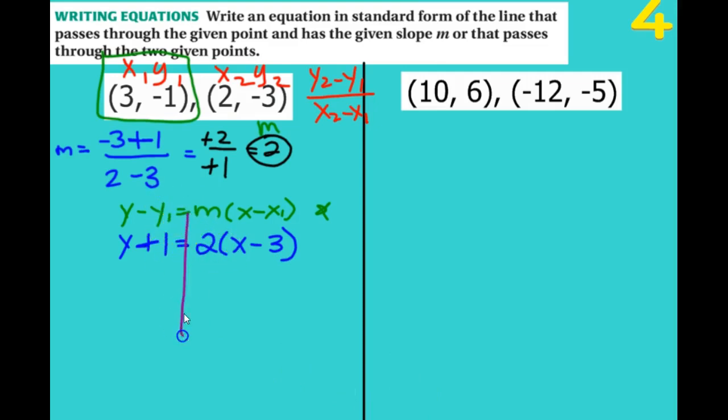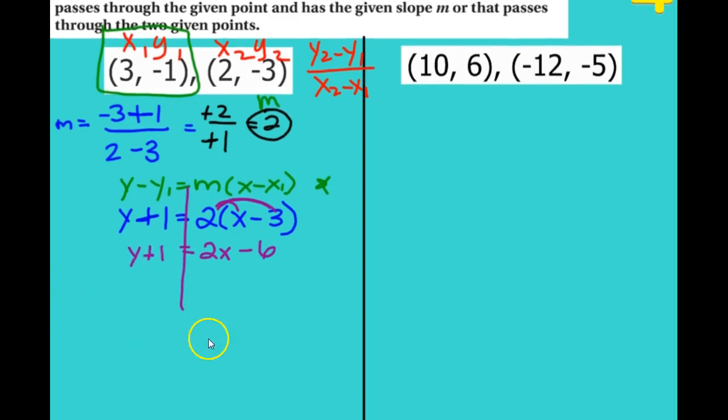So let's distribute to get rid of the parentheses here. 2 times x is 2x. 2 times negative 3 is negative 6. And we want y by itself, so I'm going to subtract the 1. So we have y equals 2x, and these are all negatives, so minus 7.